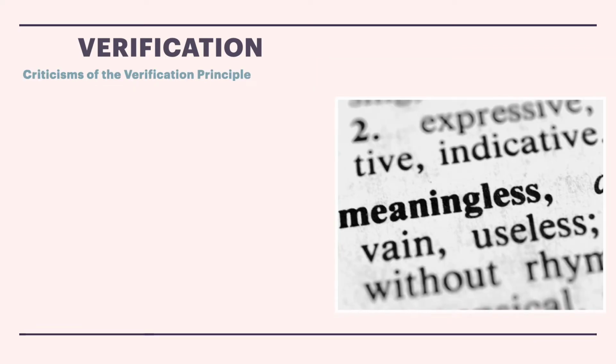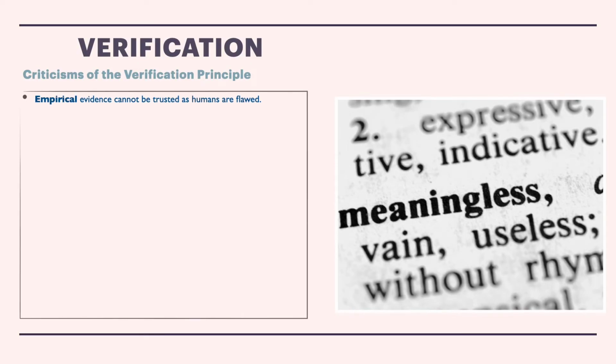There were some heavy criticisms laid at the foot of A.J. Ayer on his verification principle. One of them being that empirical evidence simply can't be trusted because humans are flawed. We can't verify something truly on the basis of someone's observation. Now, with the exception of tautologies, it's impossible to make any statement of meaning.